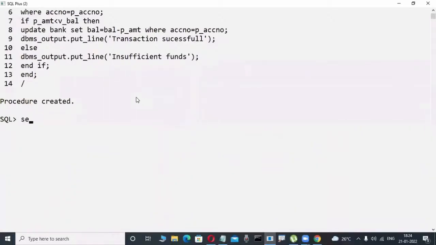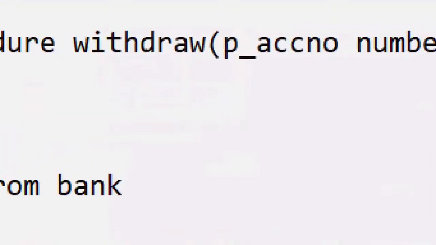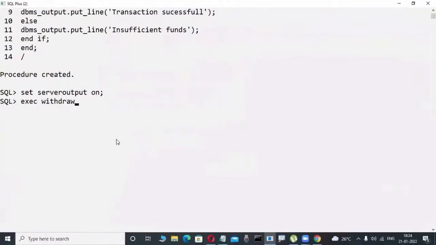Now check it out. Observe it here. Here I'm executing: exec procedure name withdraw. Okay, fine. I'm calling this procedure withdraw. You may not have an idea about all these things, just observe it here. Withdraw is the name of my program that I'm giving. Here my account number 1001, I'm passing, comma, and I try to withdraw 9,000 rupees, for example.